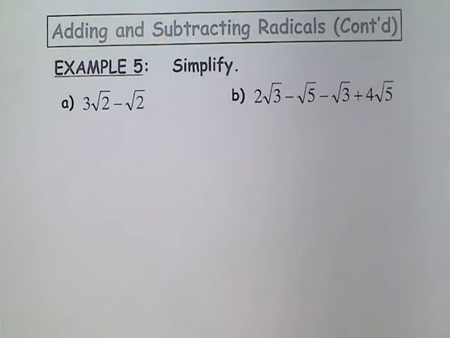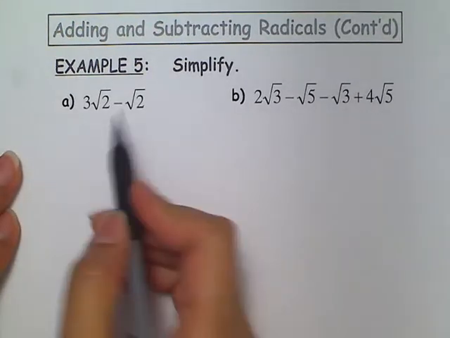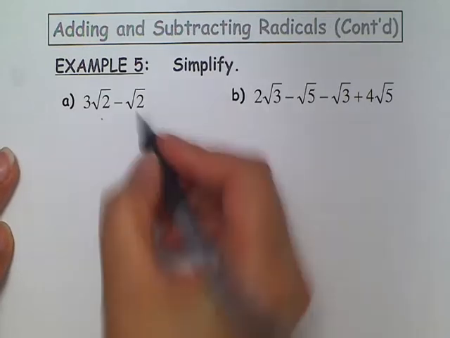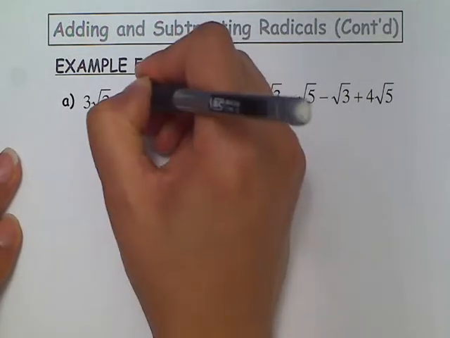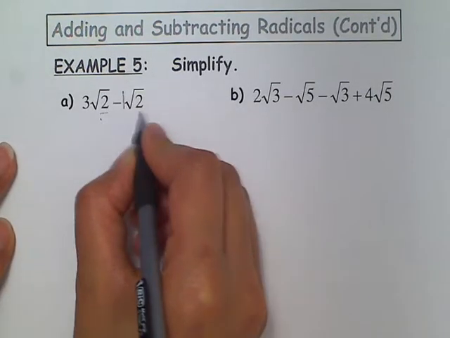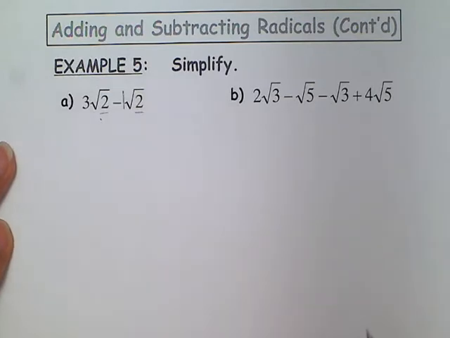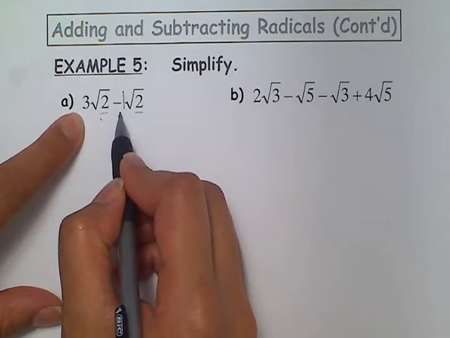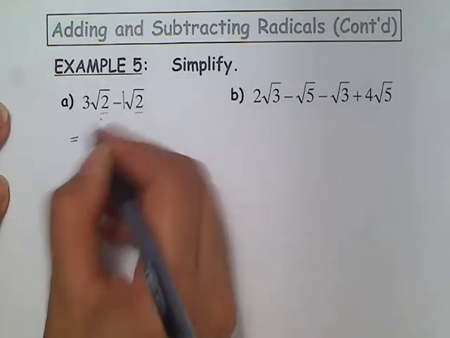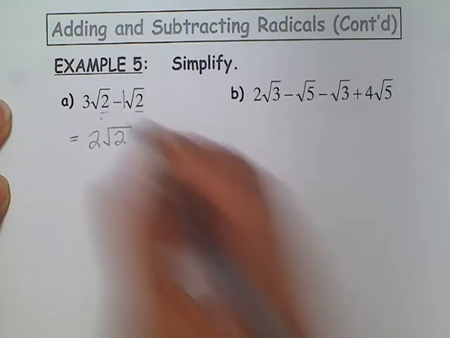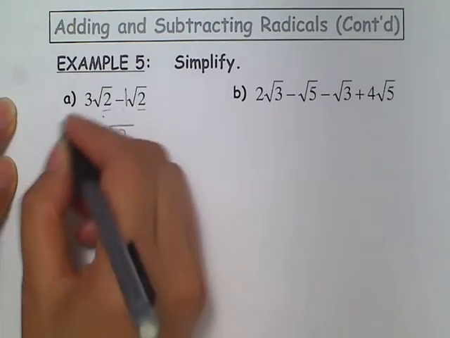Okay, so some examples of adding and subtracting radicals. The first example I have is 3 times the square root of 2 minus the square root of 2. What you'll notice here is that there is an imaginary coefficient in front of the second radical, and that imaginary coefficient is just a 1. Because the radical parts are the same, because the radicands are the same, I'm going to subtract the coefficients. So I get 3 minus 1, which is 2, and then I keep the radical part the same. So I get 2 root 2.